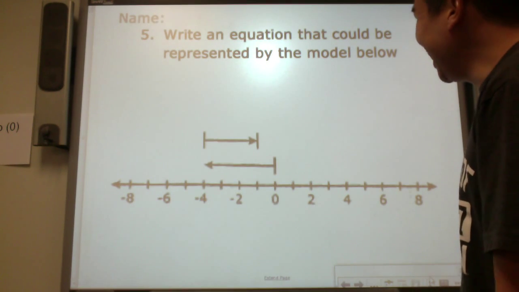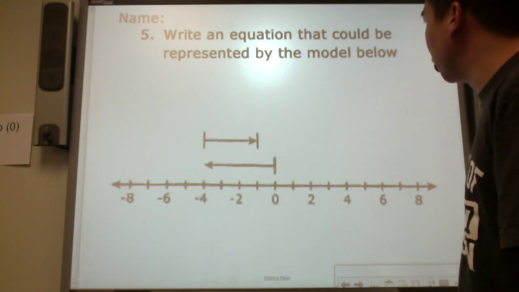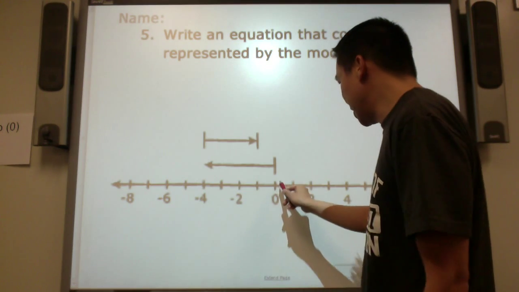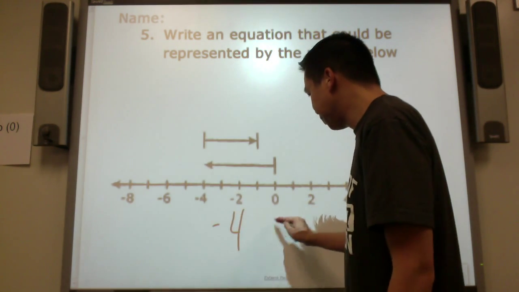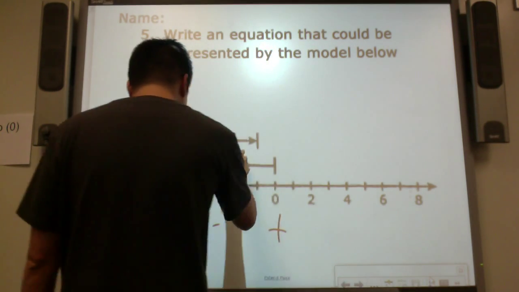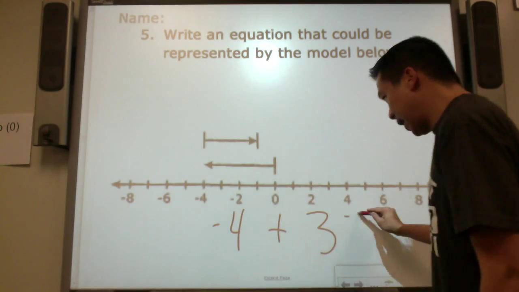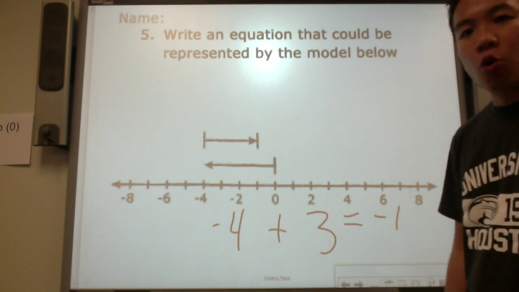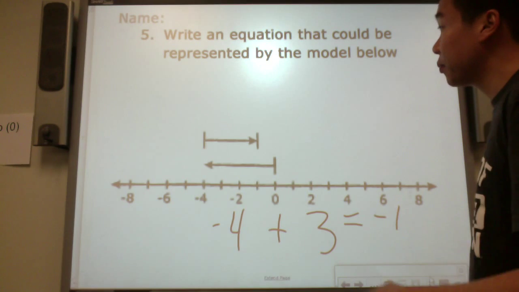Number 5, write an equation that can be represented by the model below. This is a number line. We've done this before. It starts at 0. It is going back to -4. We're putting another arrow here, and it's going forward 1 unit, 2 units, 3 units, and it stops at -1. So it's -4 plus 3 equals -1.